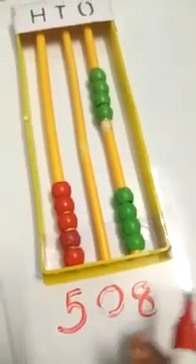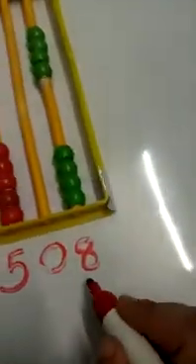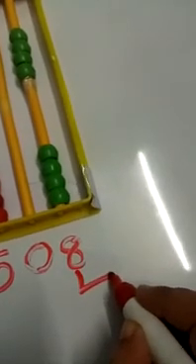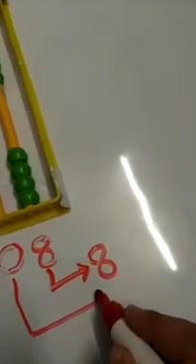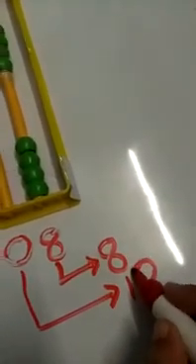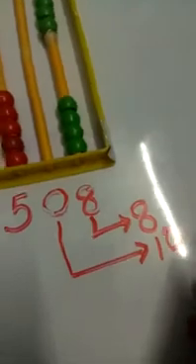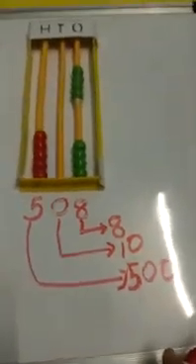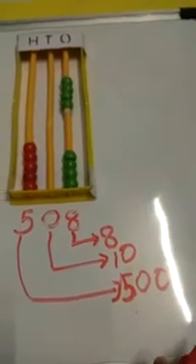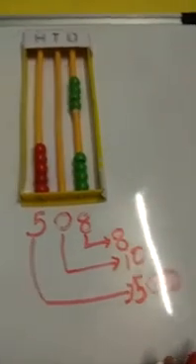So 508. Place value of 8 will be 8. Place value of 0 will be 0 tens. Why? Because it is on tens place. And place value of 5 will be 500 because it is on 100 place.